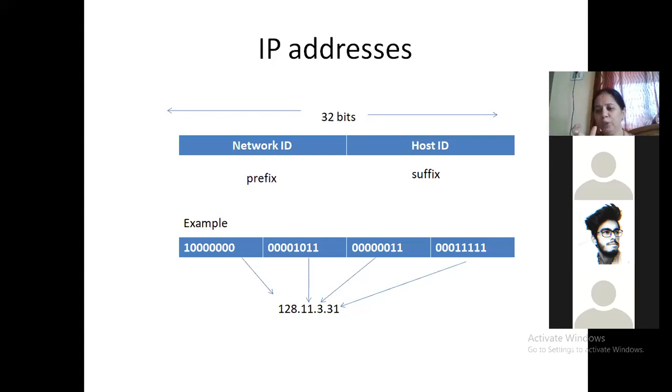LAN2.M50. LAN 2 is the network ID. M50 is the host ID or the machine ID. Understanding this? Since every computer is going to be a part of the network, every IP address will be made up of 2 parts, the network ID and the host ID. Network ID is called the prefix because it comes first. Host ID is called the suffix because it comes afterwards.